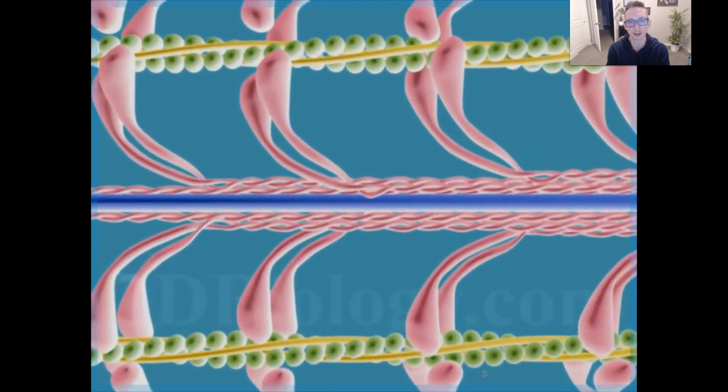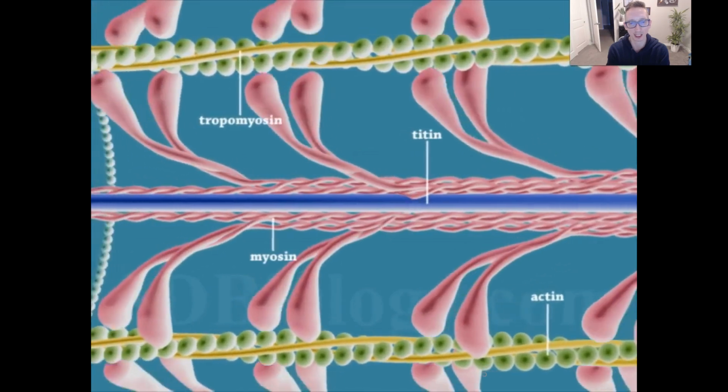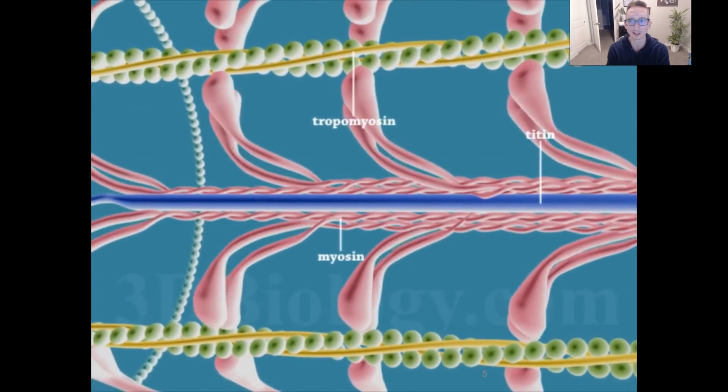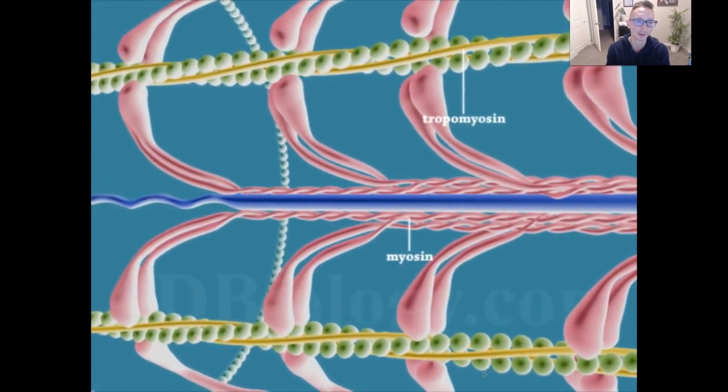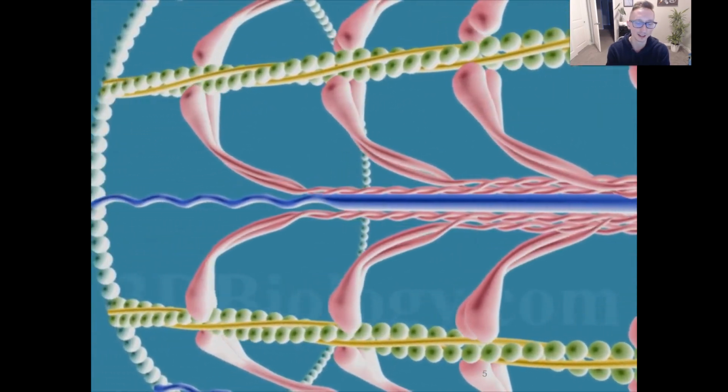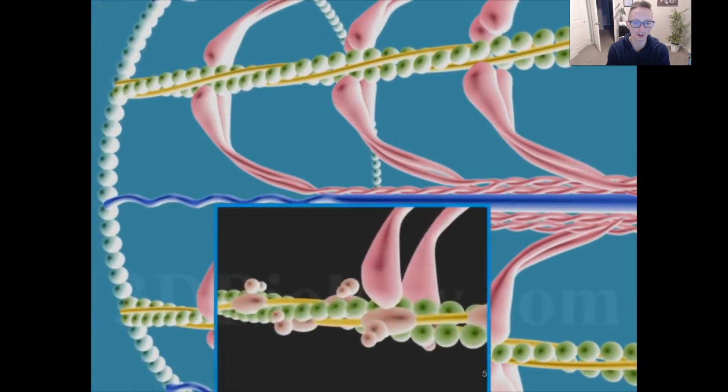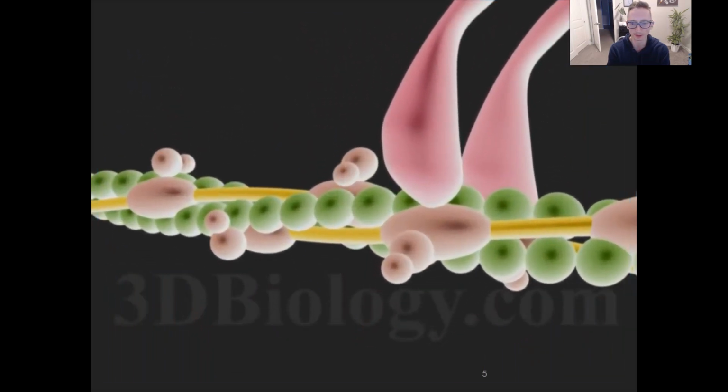Let's zoom in on that. We've got tropomyosin, titin, myosin, actin. Look at them walking. Slippy sliding. Boom. So now we've got tropomyosin, all that stuff.